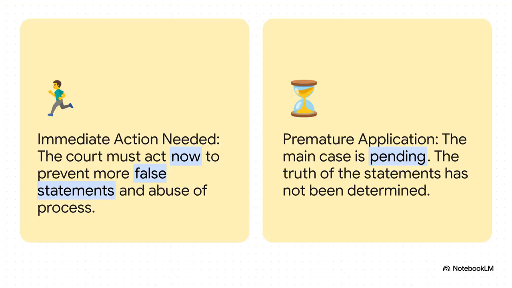The husband's lawyer argues with a sense of urgency. They're saying, look, this is an abuse of the court's process, and it has to be stopped in its tracks. If we wait, we're just letting the lie continue and potentially influence the outcome. But the wife's lawyer has a powerful comeback.